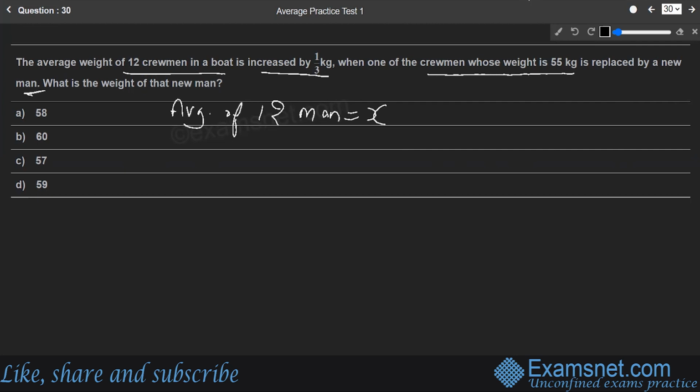Average of 12 men is equal to x. So then the total weight will be how much? Total is always average multiplied by number. So it's going to be 12x. This is the total weight that is already available before the increment.